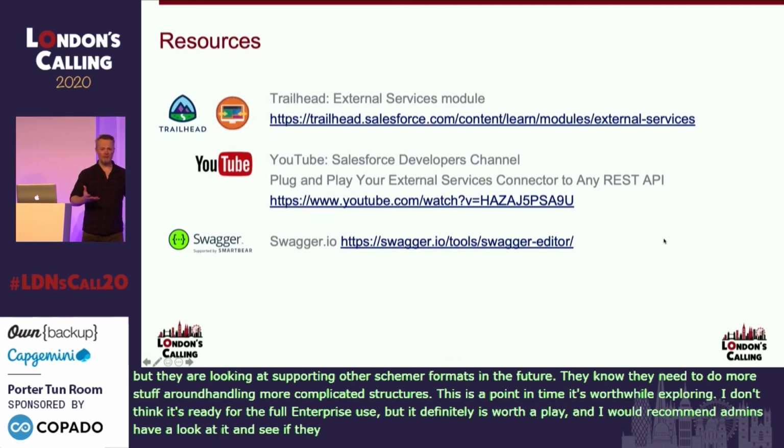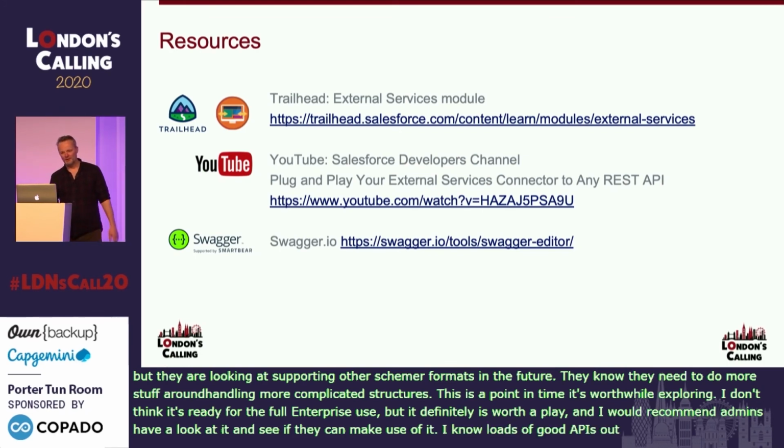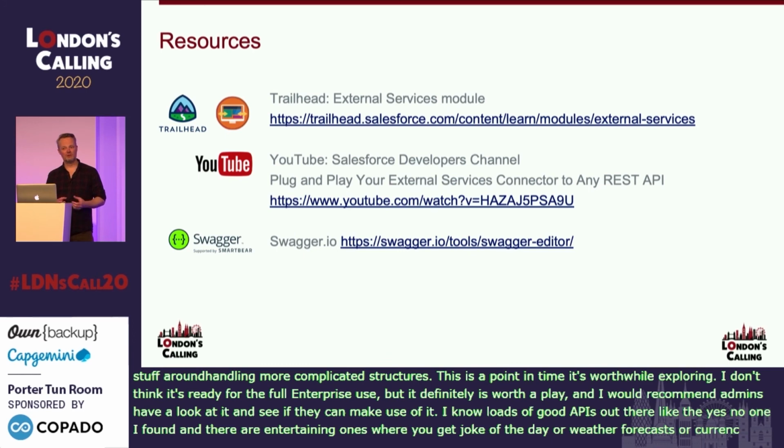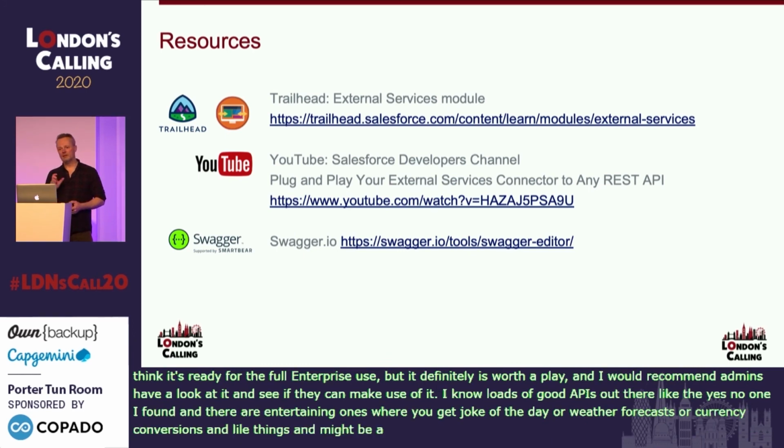There are loads of good APIs out there, like that yes/no one I found. There's some entertaining ones where you can get joke of the day or that kind of stuff, or weather forecasts or currency conversions, little things like that, which might be a very small solution where you need to, or postcode lookup, you need to just send a simple thing and get a simple response.